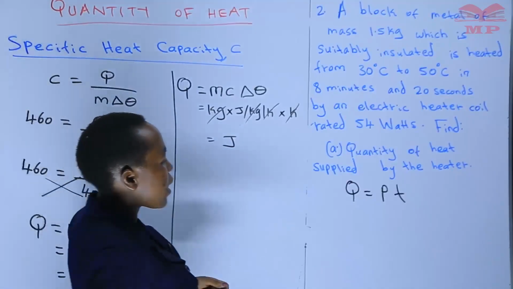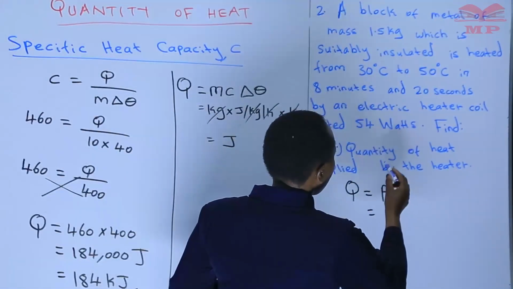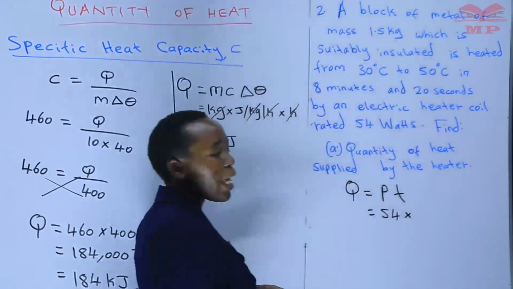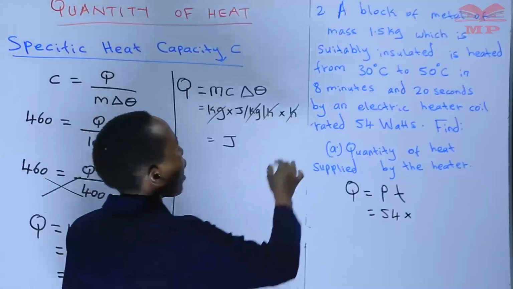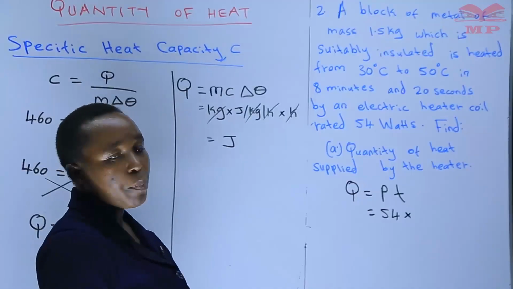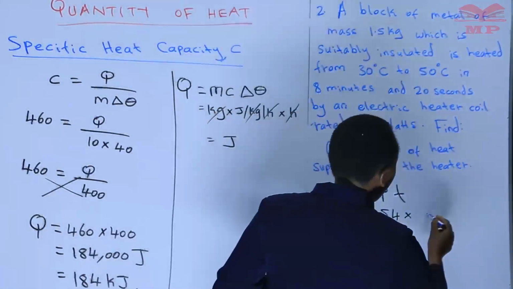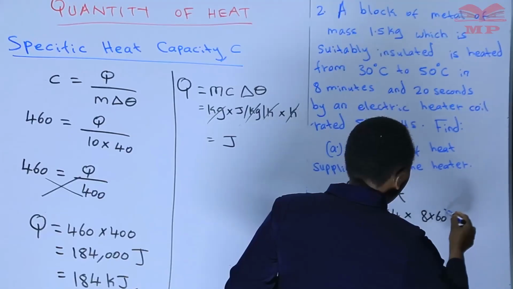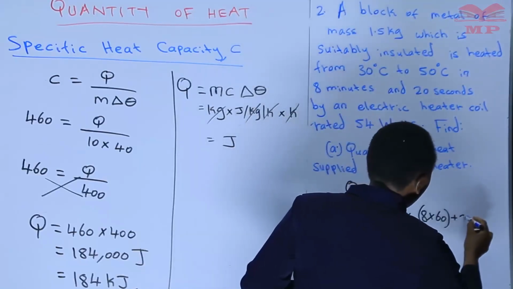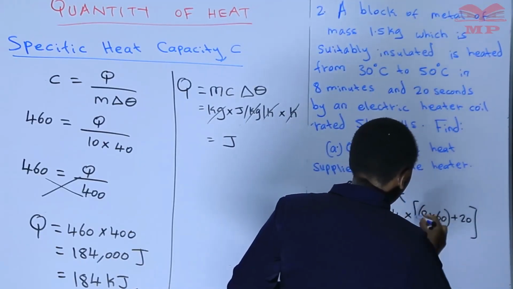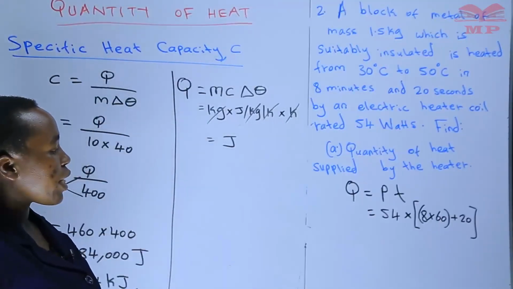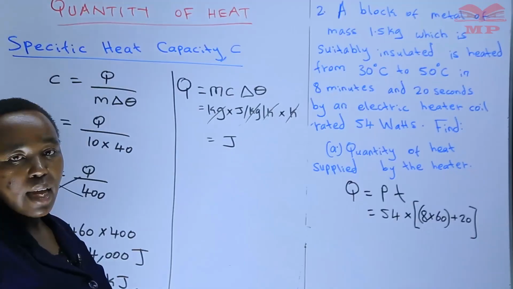So power times time. Our power, we have been given in its SI unit as 54. Then we multiply by time in seconds. So here we have 8 minutes. We convert it into seconds by multiplying by 60. So our time will be 8 times 60. Then we have 20 seconds, so here we add plus 20. So we have 54 multiplied by the total there, which is 8 times 60, then plus 20.